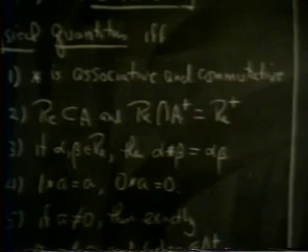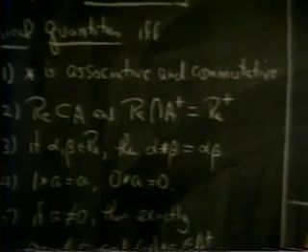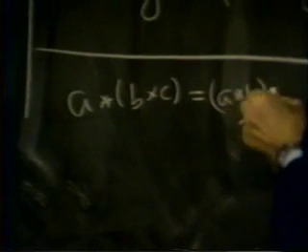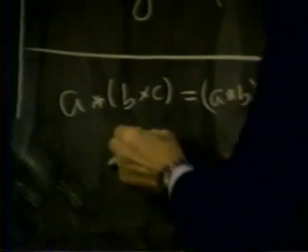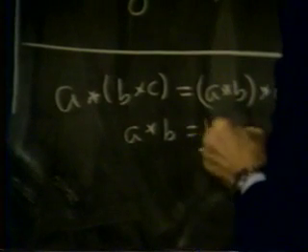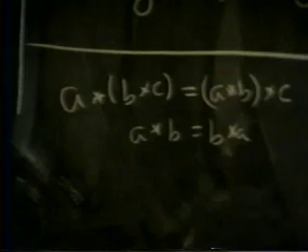You recall that associativity means that if we have A star B, star C, that is not different from A star B, quantity star C. And commutative simply means A star B is the same as B star A. The order of the dimensions doesn't matter.